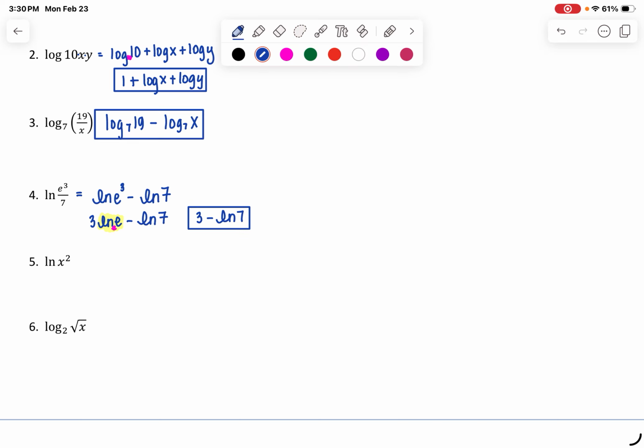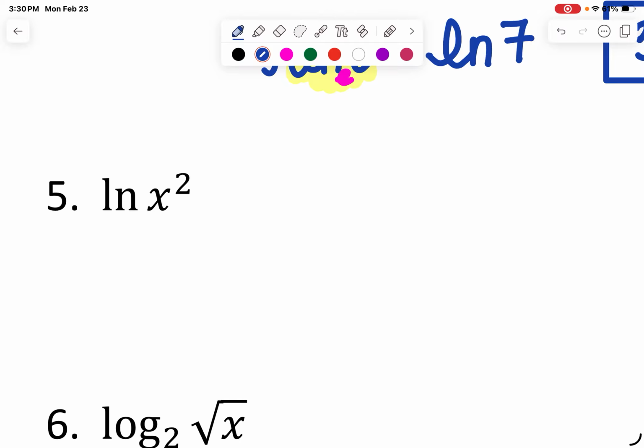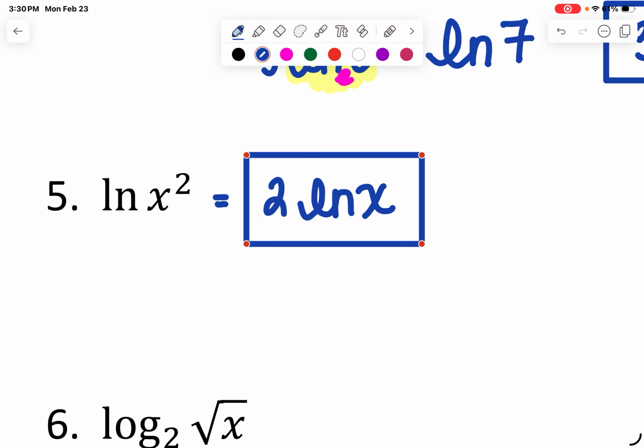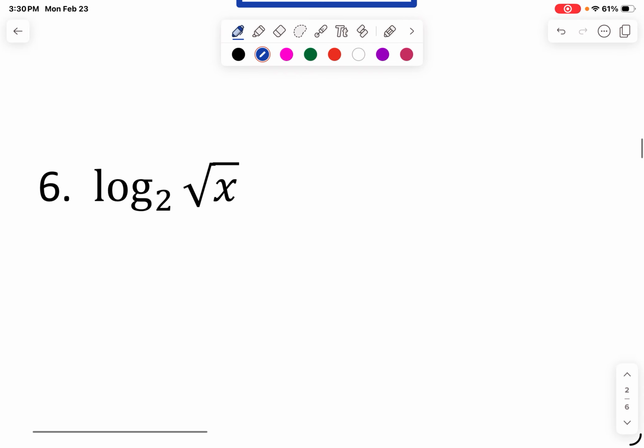Okay. All right, this one right here, if you look at the argument, there's an exponent, so I can take it and write it in front as a multiplier. So I have 2 times natural log of x. Can't simplify that any, so just 2 times natural log of x. This one right here, I see a square root, and I was like, I haven't seen one of those. So one thing we're going to see a lot in logarithms is that when you have radicals, you can turn them into exponents.